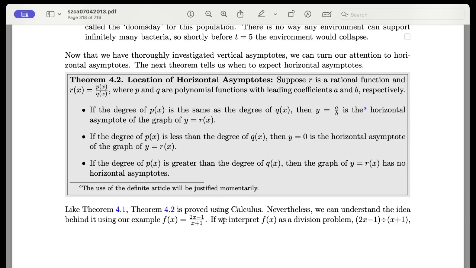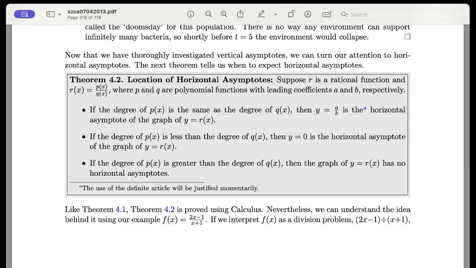Yeah, okay, we've got to read through this, but it's going to be what I just said. Suppose R is a rational function, p of x over q of x, and then this is cool. It gives us the leading coefficients of p and q, a and b respectively. If the degree of p is the same as the degree of q, then you look at y equals a over b, and that'll be the horizontal asymptote. That's the case we just looked at. Now, what about these other options? If the degree of p of x is less than the degree of q of x, what does that do?